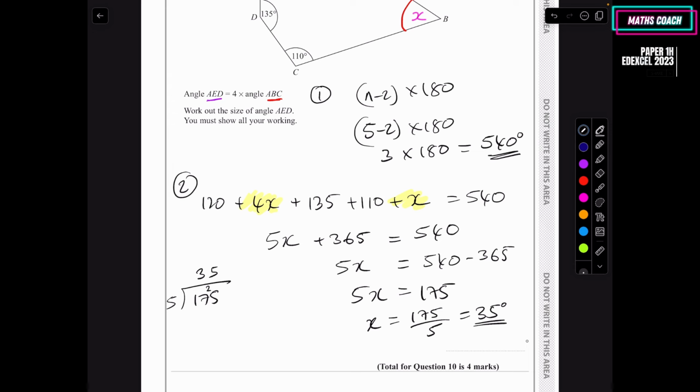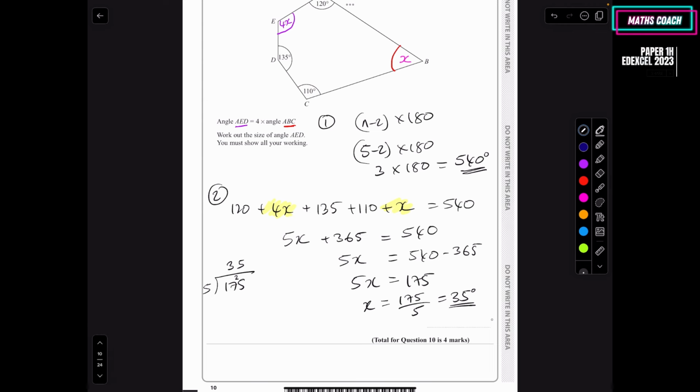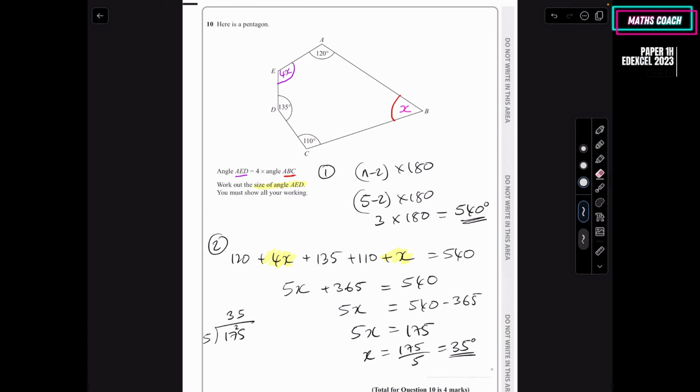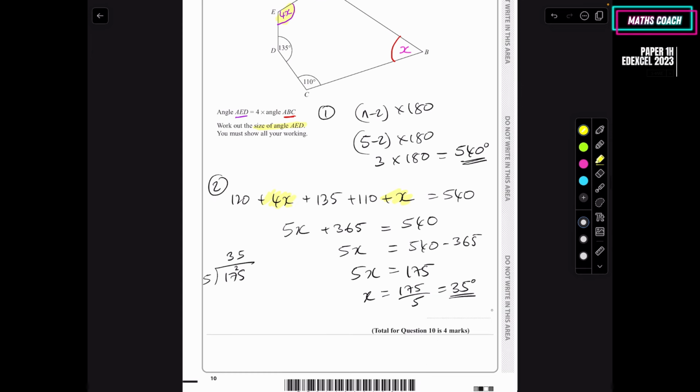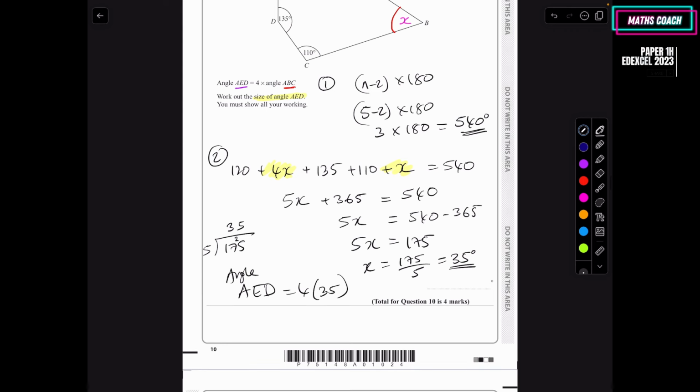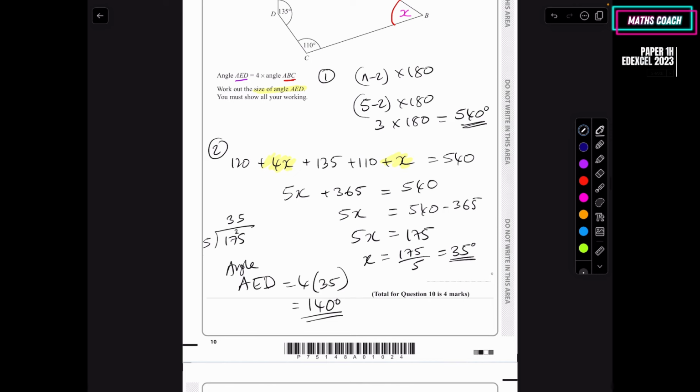Now, that's not the final answer, because it says work out the size of angle AED, i.e. what is this 4x value? Well, if you know what x is, it's 35. So angle AED would be 4 times 35. And you could do 35 times 2, which is 70, and times that by 2, which is 140. So that's the same as getting 4 times 35 directly. So angle AED is 140 degrees.